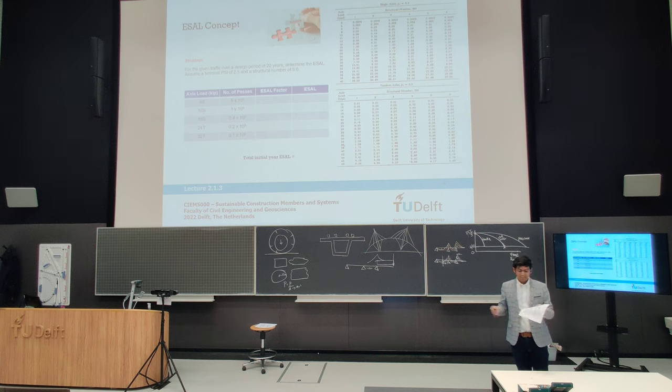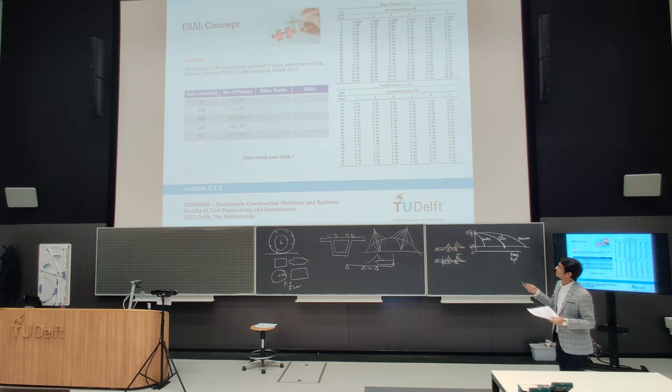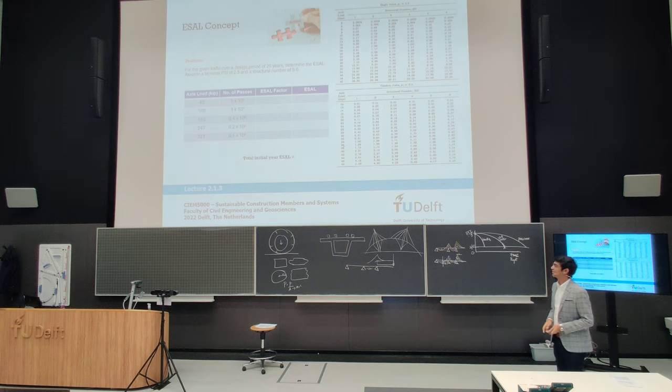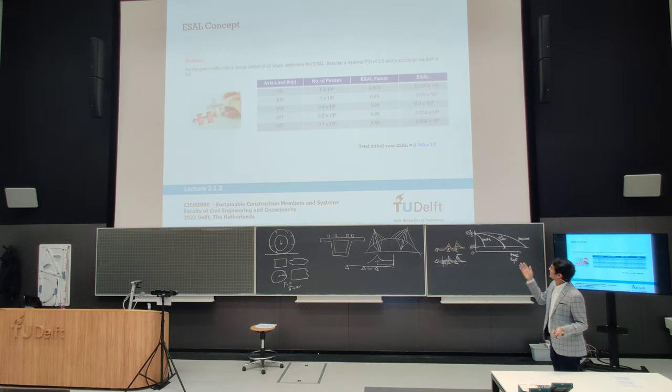Ranging from 4 kips of single axle to 10 kips of single axle, each has a number of passes, like 5 million or 1 million. You just have to get the equivalent axle load factor from the table, multiply by the number of passes, and you will get the ESAL. Then you add everything together, and you will get the total design ESAL. Here are the results.